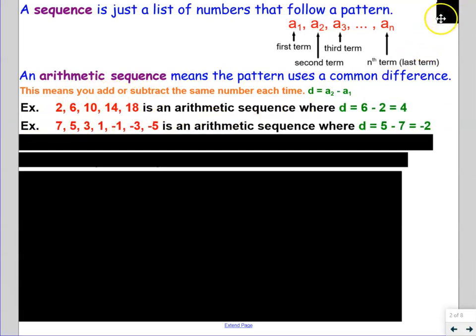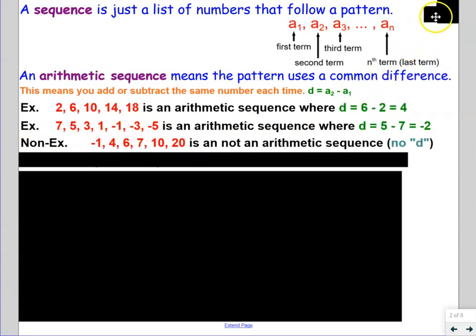Here's another example. 7, 5, 3, 1, negative 1, negative 3, negative 5. This is also arithmetic because the common difference d is negative 2. Second minus first, 5 minus 7 gets you negative 2. Negative means subtracting. So 7 minus 2 is 5. 5 minus 2 is 3. 3 minus 2 is 1. 1 minus 2 is negative 1. Negative 1 minus 2 is negative 3. Negative 3 minus 2 is negative 5, and so on. And that list only had 7 terms.